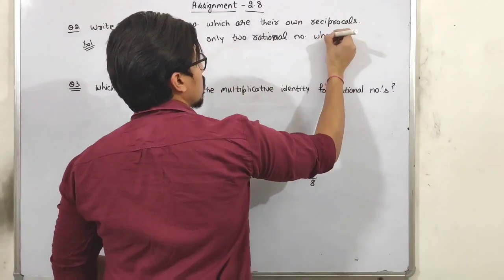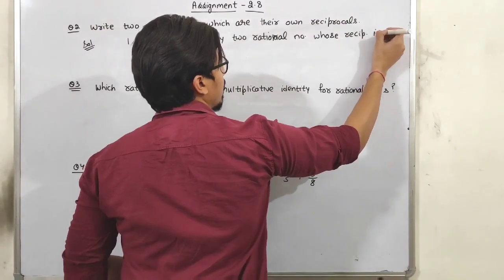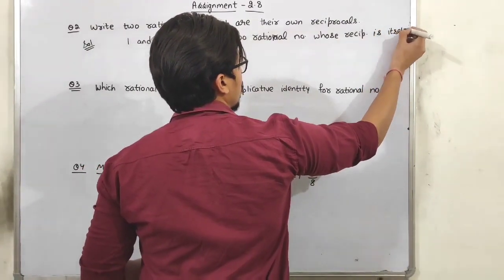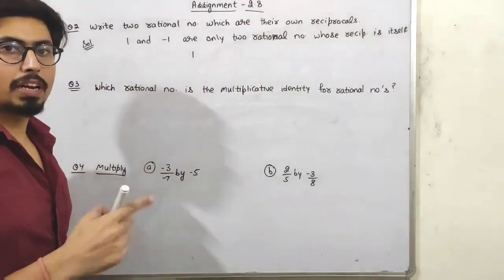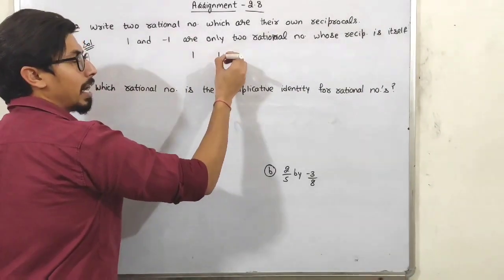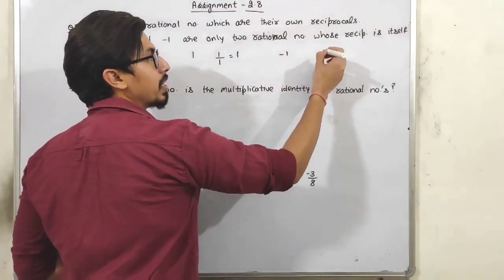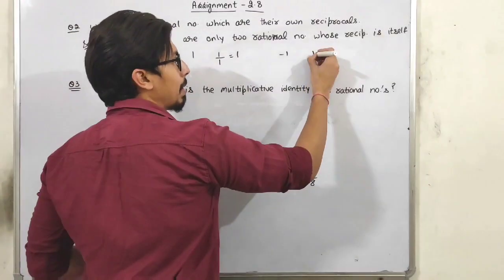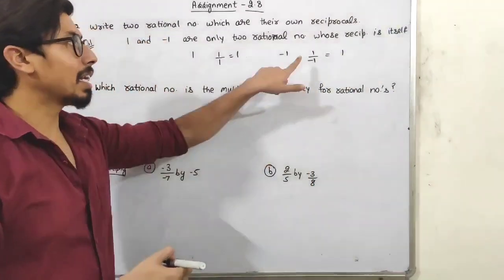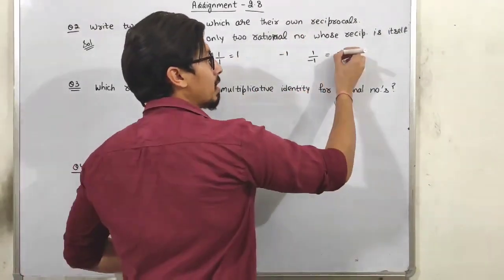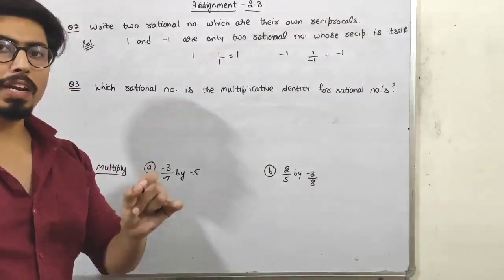whose reciprocal is itself. Okay, students, because see students, if I take 1, so the reciprocal of 1 is 1 by 1, and 1 by 1 is 1. Okay, and if I take minus 1, so reciprocal of minus 1 will be 1 by minus 1, and we know that 1 by 1 is 1, and we can shift this negative sign towards the numerator, so it will be minus 1. Okay, so the reciprocal of 1 is 1 and reciprocal of minus 1 is minus 1, so the only two numbers are 1 and minus 1.